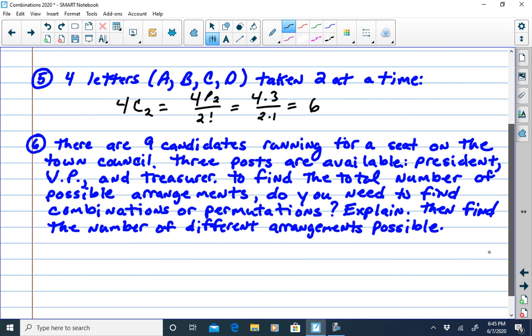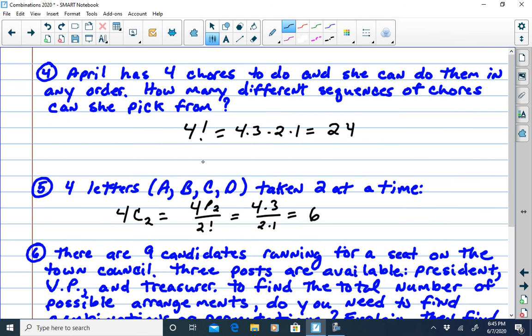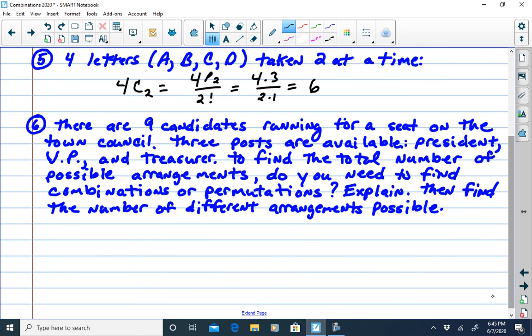All right? Next example. There are 9 candidates running for seats on the town council. 3 posts are available: president, vice president, and treasurer. To find the total number of possible arrangements, do you need to find combinations or permutations? Right? Explain, and then find the number of different arrangements possible.